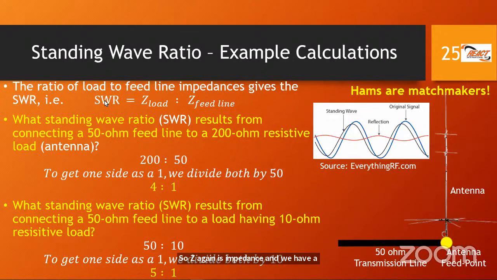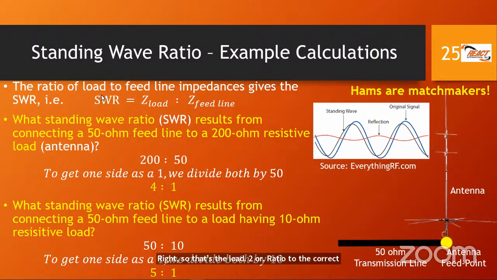So read this as standing wave ratio is calculated by, or is equal to, the impedance of the load. And in this case here, our load is our antenna. Whatever the end, you could have a dummy load, you can have an antenna, right? So that's the load, over, or the ratio to, the impedance of the feed line.